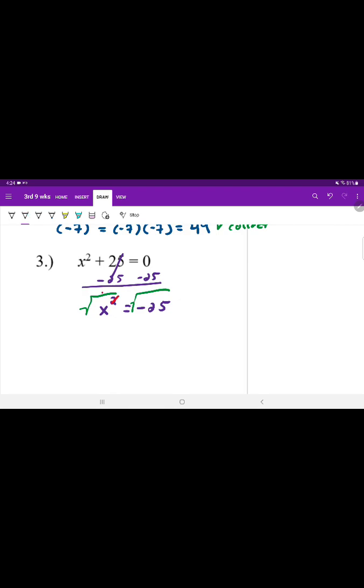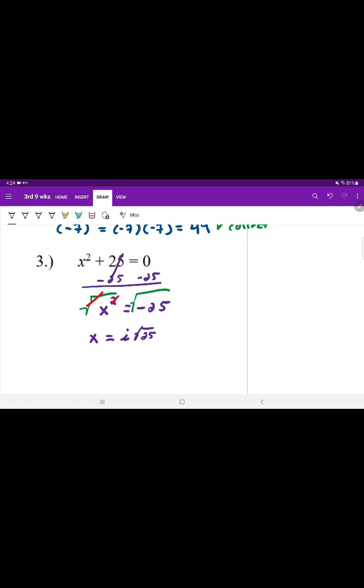The left side of the equation doesn't change. We still get our x. However, we're going to square root a negative number. So remember, we need to simplify that. We need to pull that negative out as an i, and then it's going to be square root of 25.